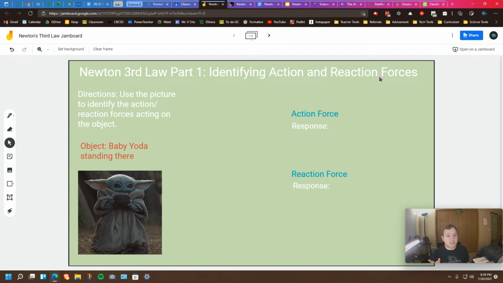A really good example that we often talk about is gravity and the normal force. Gravity pulls down, the normal force pulls up. They're equal, they're opposite, action-reaction forces.